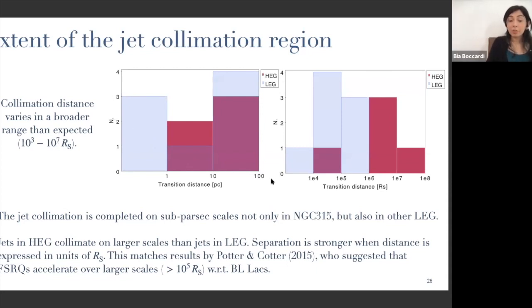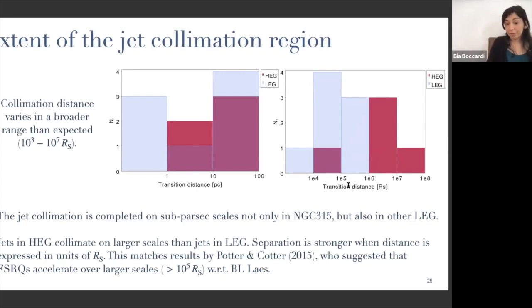In this left plot where we express the transition distance in units of parsecs, you can also see that NGC 315 is not the only source which shows a sub-parsec scale transition. There are two more sources which also belong to the low excitation class. And in general, powerful sources seem to collimate on larger scales. This becomes particularly evident when we express the transition distance in units of Schwarzschild radii, where, with the exception of Cygnus A, we really have a separation between the two distributions.